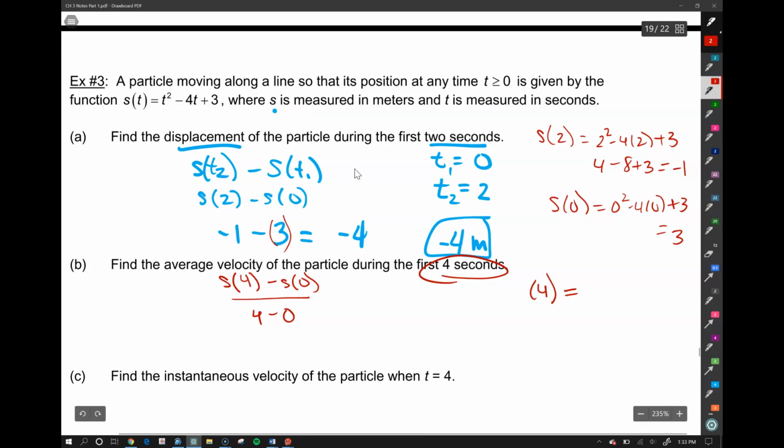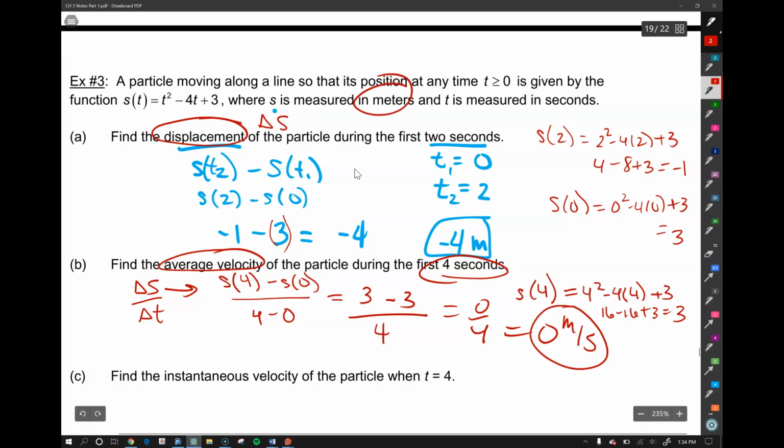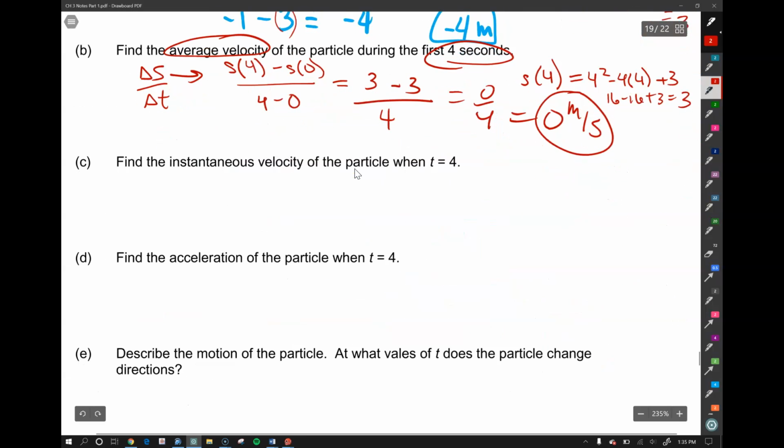0. All right, let's see. S of 4, so 4 squared minus 4 times 4. So 0 meters per second, because on top is meters, on bottom is time. So average velocity, on top you have position, which is measured in meters. Bottom is time, which is in seconds. So it's meters per second. All right. Now we have average velocity.